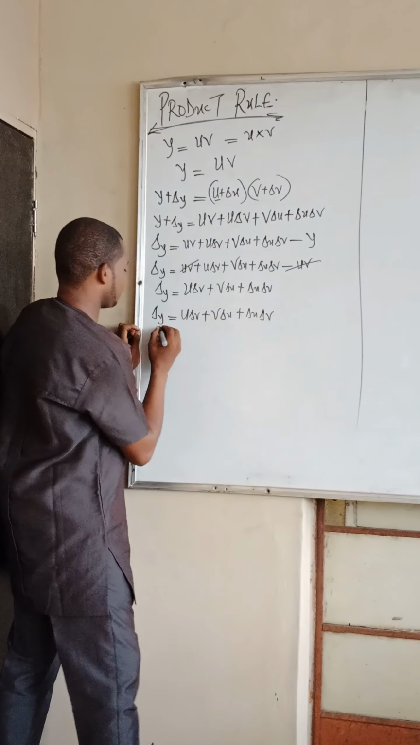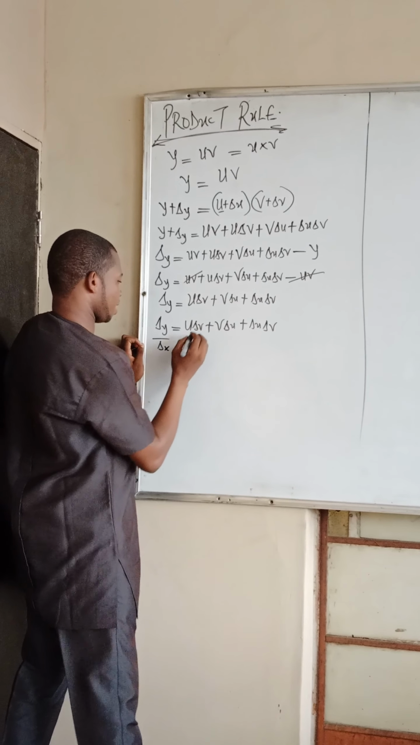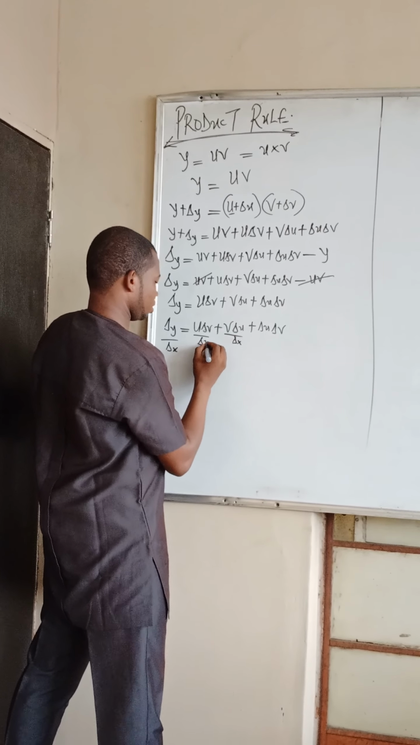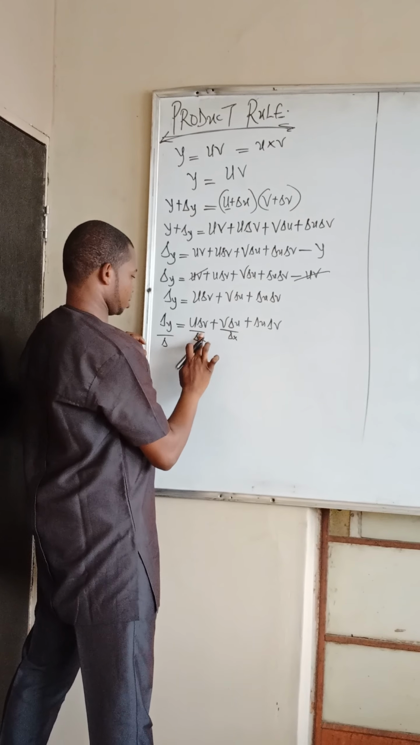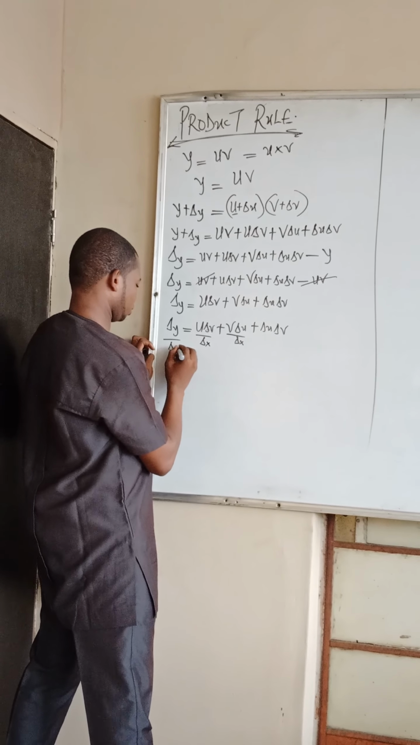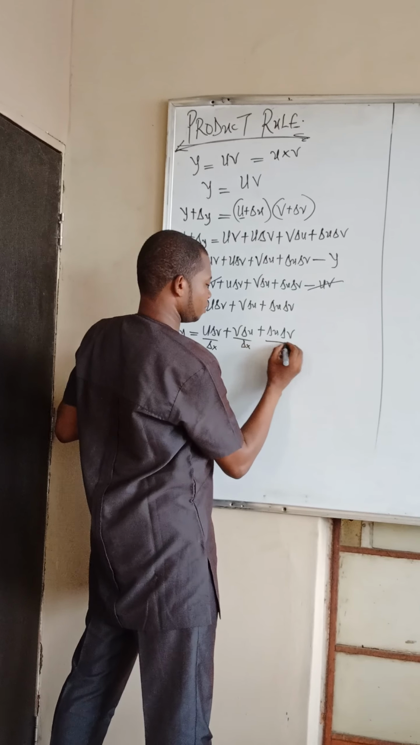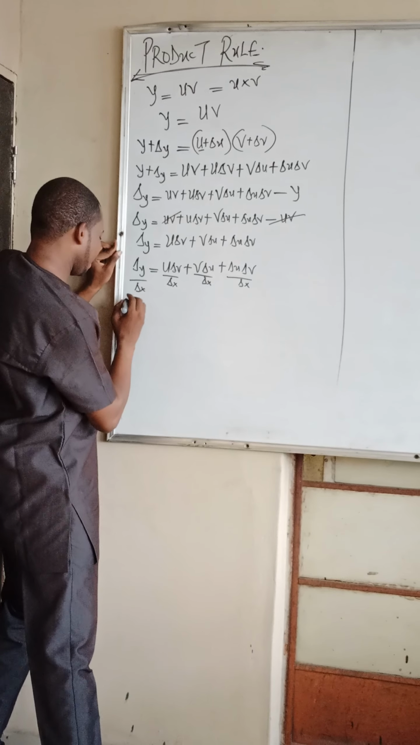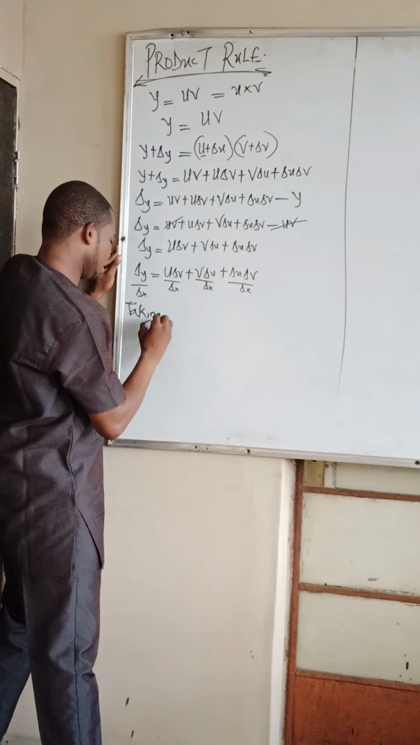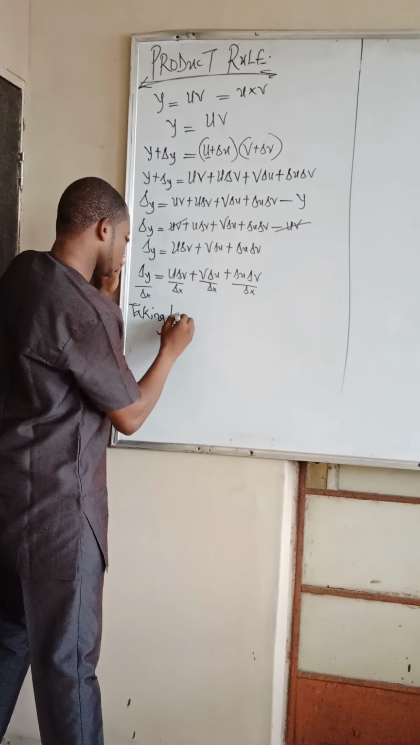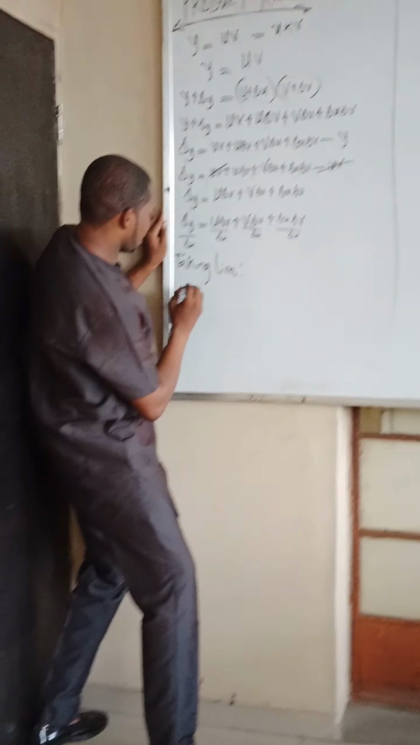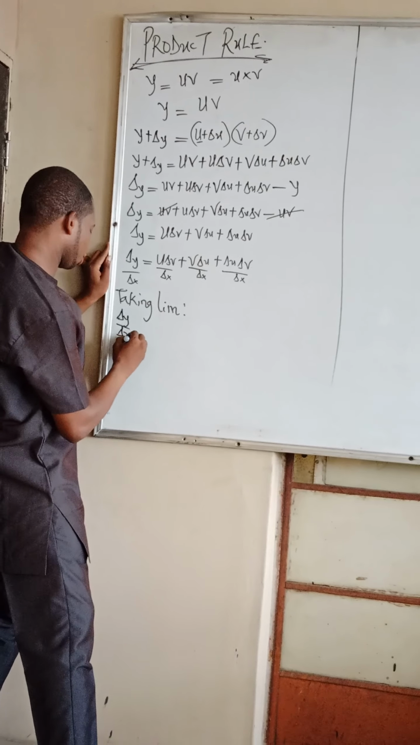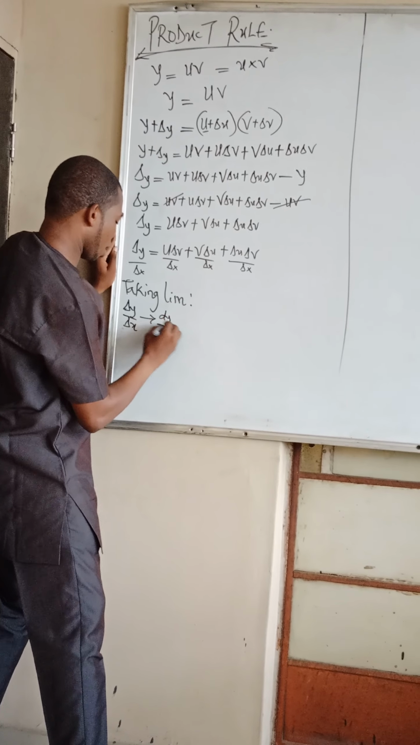So I have change in y over change in x equal to u change in v over change in x plus v change in u over change in x plus change in u change in v over change in x. So we are dividing everything by change in x. Having gotten to this point, the next thing is to take limits. Taking limits, we have change in y over change in x tending to dy/dx.